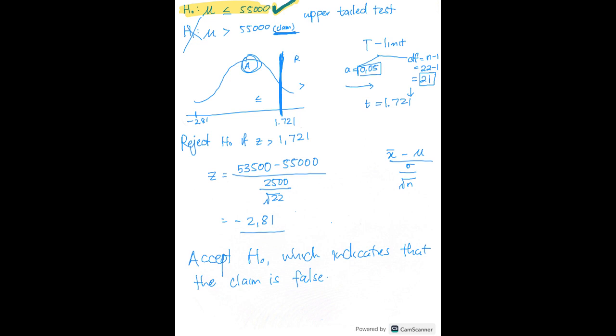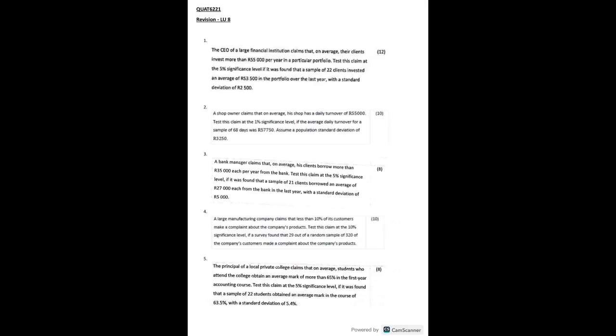So that's number 1. Let's look at the next one. Here I said to you, I'd also be doing number 2 and then number 4. So number 2 says the shop owner claims that on average, again, the words on average say to us we're working with a mean, an average. They claim that on average, his shop has a daily turnover of 55,000. So he's saying exactly 55,000, not more than 55,000, not less than 55,000, just 55,000.